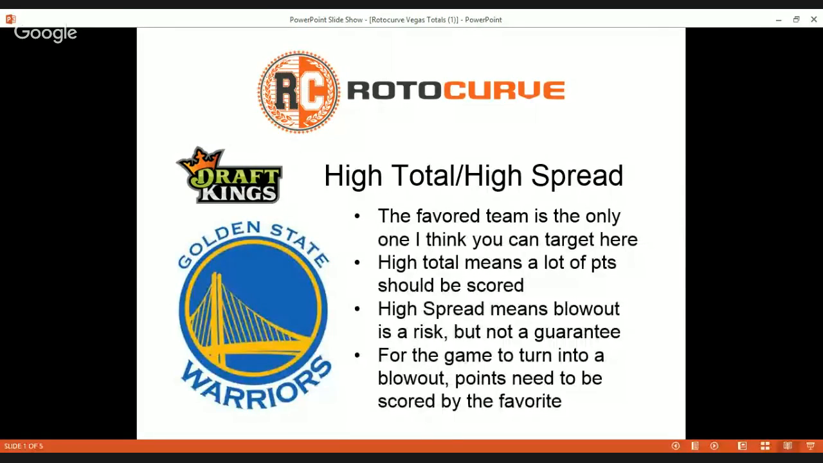Although, it's more of a strategy that you really want to use in GPPs. It's tough to have a lot of guys from these high total, high spread games in your cash game rosters, because if the game does turn into a blowout and they do underperform, it could really be a big hit for you. So in cash games, you definitely want to be looking for the games that have the high totals and the low spreads. In any type of game, we definitely don't want to be looking at low total games that have high spreads.